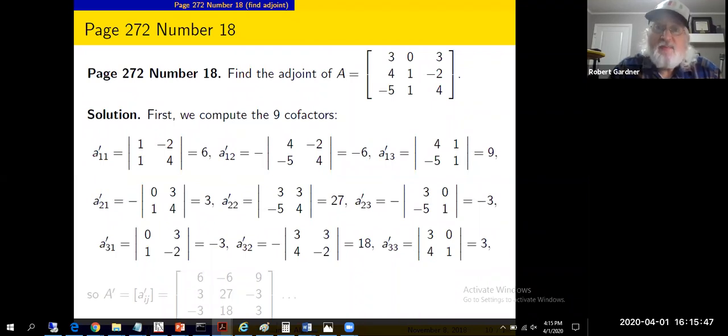You read along the columns, they alternate in sign as well. Positive, negative, positive, negative, positive, negative, positive, negative, positive. So you've got this kind of little checkerboard of plus and minus signs. In the upper left-hand corner, we've got a positive, and then it alternates in sign as we move from left to right or from top to bottom. So that's all caused by that negative 1 to the i plus j in the computation of cofactors.